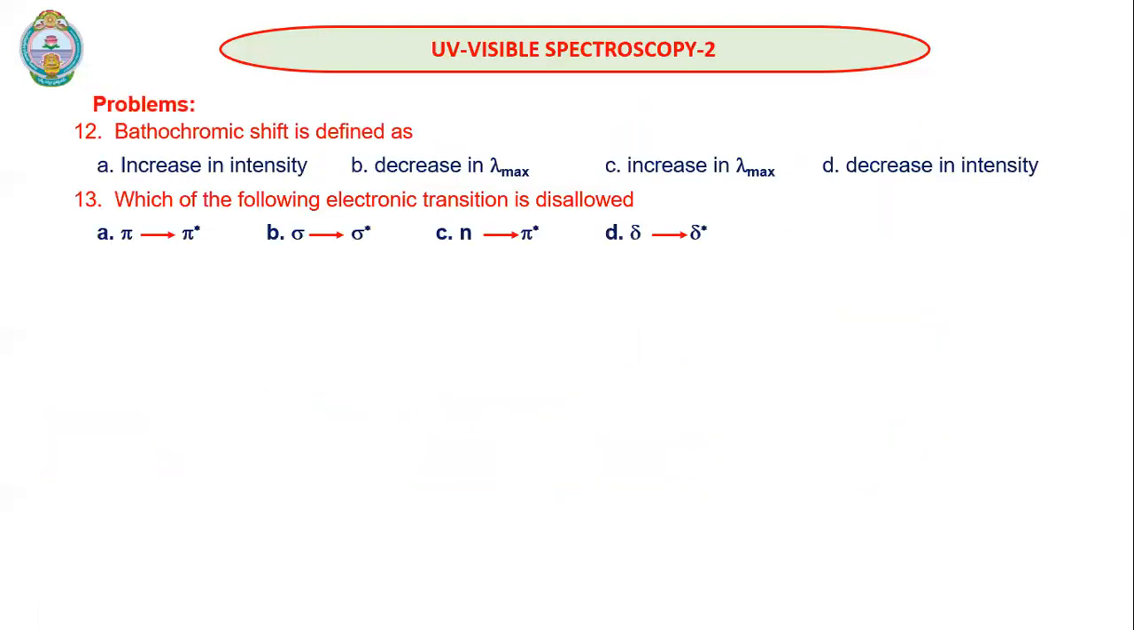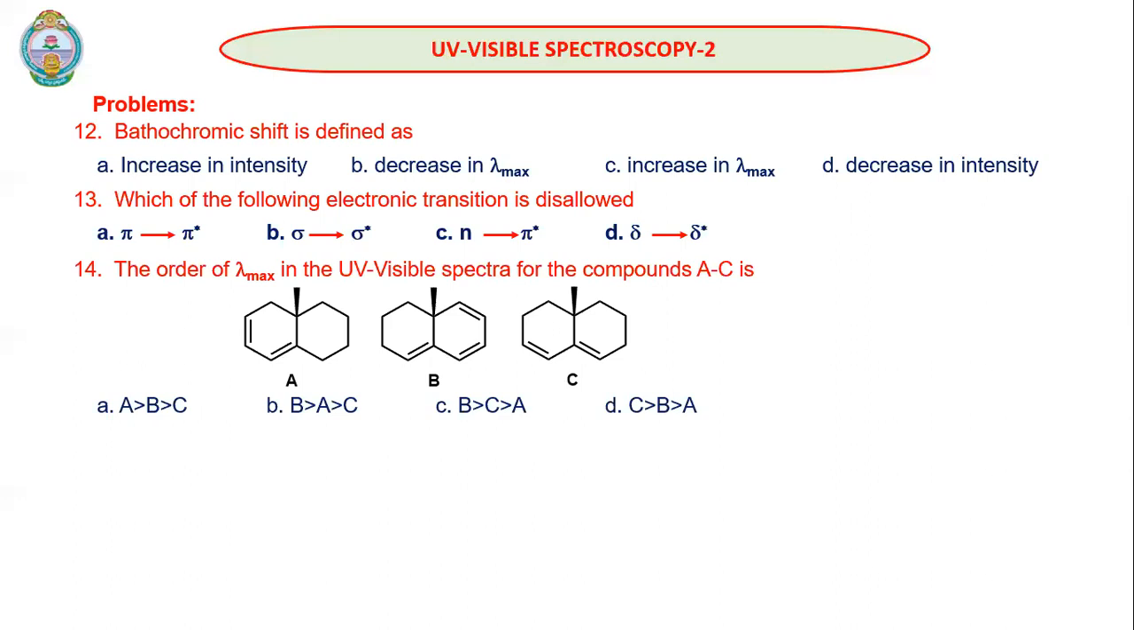Now we will see these problems. These problems were collected from previous CSIR and GATE papers. What is bathochromic shift? Bathochromic shift, we can say red shift, is an increase in lambda or a decrease in energy. So the option is increase in lambda. Which of the following transitions are disallowed? That means forbidden. Of course, pi to pi star are allowed, n to pi star are forbidden. This is forbidden. All these transitions are allowed.